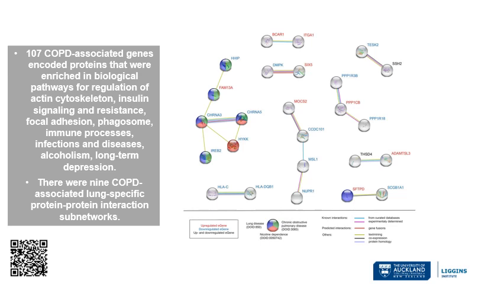There were 9 COPD-associated lung-specific protein-protein interaction subnetworks that we identified, and they included things like the nicotine receptors that we see here, CHRNA3, CHRNA5, and various other really interesting small protein interactions in the lung.